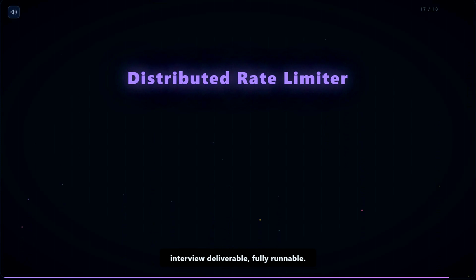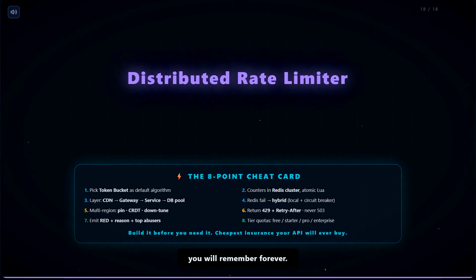7. Always return 429 with Retry-After and X-RateLimit headers. 8. Instrument everything. Red metrics, throttle reasons, top abusers dashboard. Memorize these 8, and you will have a complete answer to any rate limiter question, from a startup phone screen to a Google staff interview. One-line takeaway: a rate limiter is the cheapest insurance your API will ever buy. Build it before you need it.